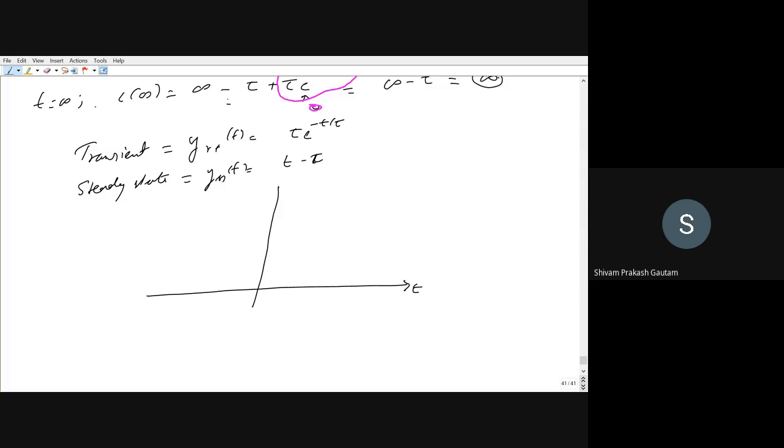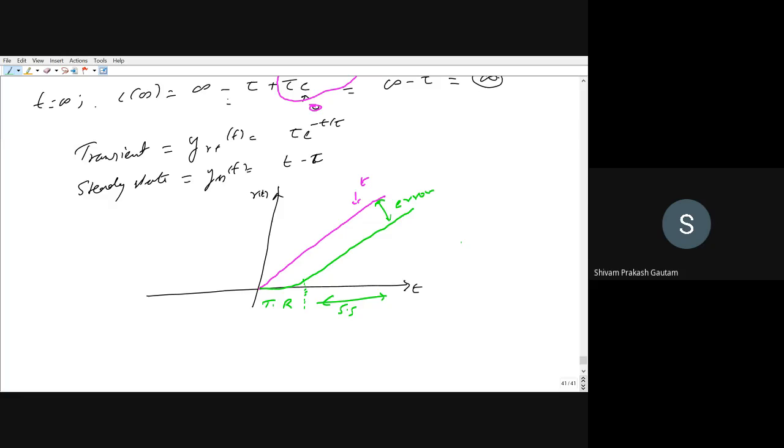This is our time axis, and this is our R(t), that is input. R(t) is how much? t, is it not? Then if you want to draw the response, its response will be something like this. You can see from here to here, we have a transient part. This is our transient response, and from this part onwards, steady state response. And we have a steady state response with an error. This is called as error.